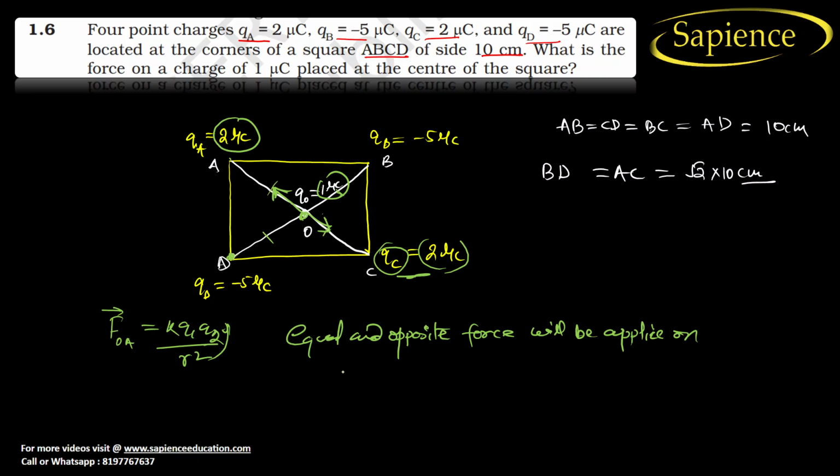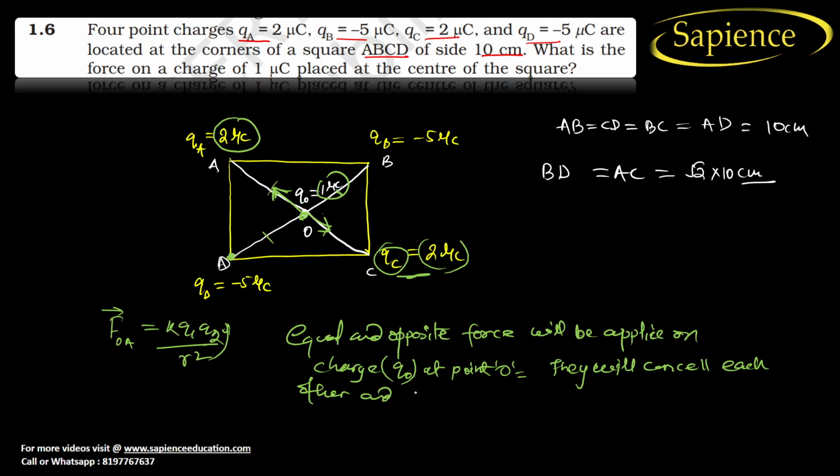Force will be applied on charge Q naught at point O, and that's why they will cancel each other, and hence the net force will be 0. Net force due to these charges will be 0.